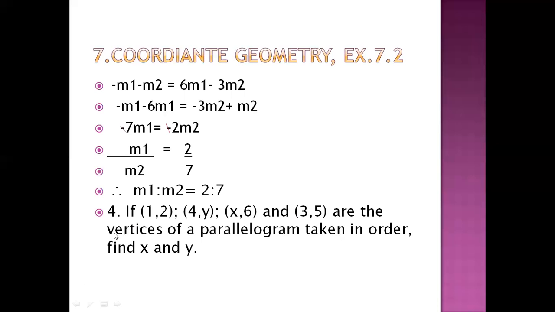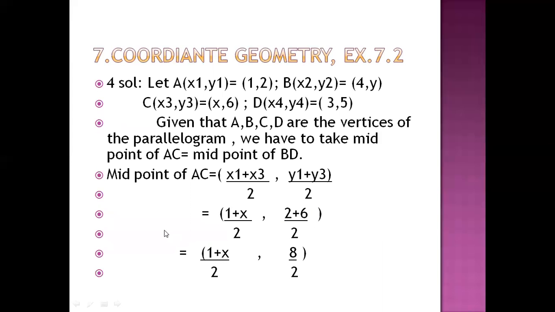Taken in order means this is the first point, this is the second vertex, third vertex, and fourth vertex. That means A, B, C, and D. Already it is given that these are the vertices of a parallelogram, so we must apply the properties of a parallelogram to find the values of x and y. Here we use the midpoint formula because in a parallelogram the diagonals bisect each other. So the midpoint of AC should be equal to the midpoint of BD. When you equate these two midpoints, you will get the values of x and y.